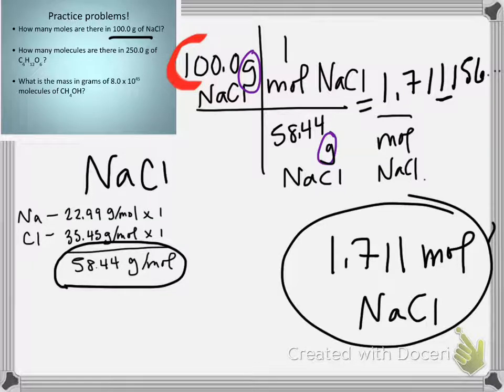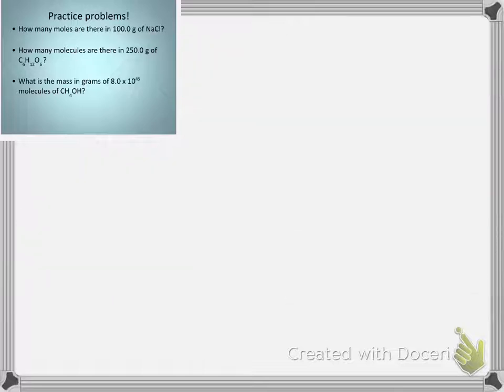Okay, let's do the next example. We want to know how many molecules there are in 250 grams of C6H12O6. That's glucose, in case you forgot. So the first thing we have to do is find the molar mass of glucose.